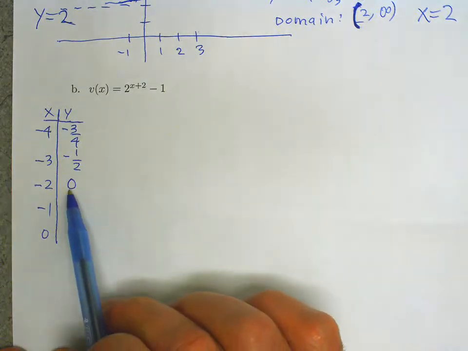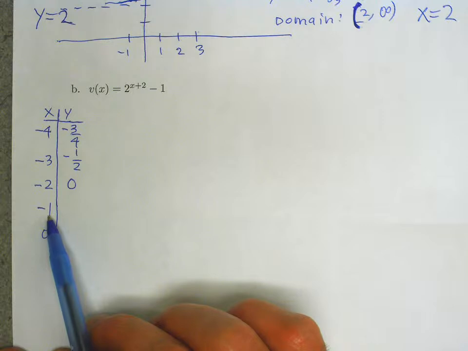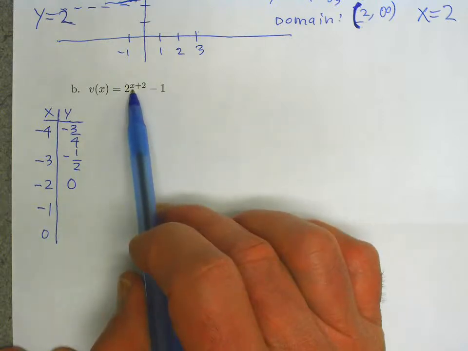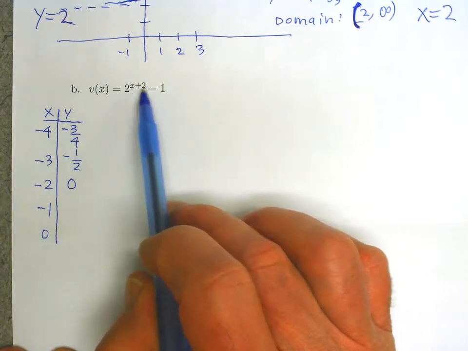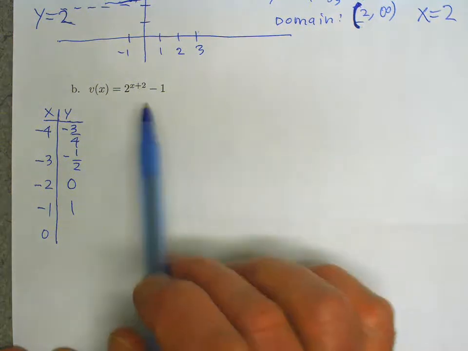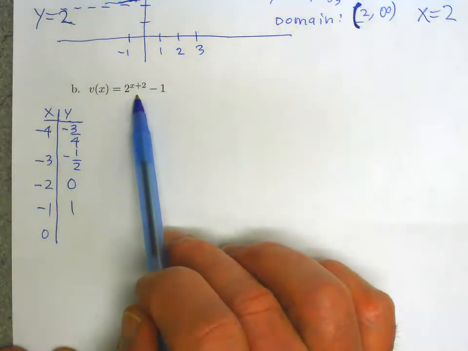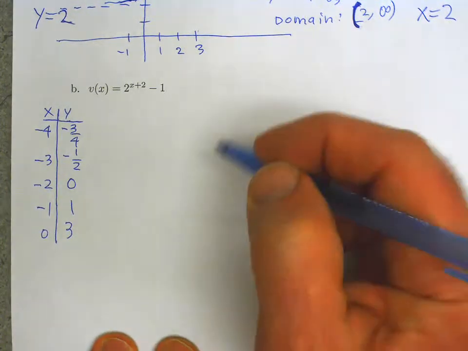So this is an x-intercept, -2, 0. Then replace x with -1. -1 plus 2 is 1. 2 to the first is 2. 2 minus 1 is 1. And then finally, when x is 0, 2 to the second is 4. 4 minus 1 is 3. Okay, so we can plot those points.